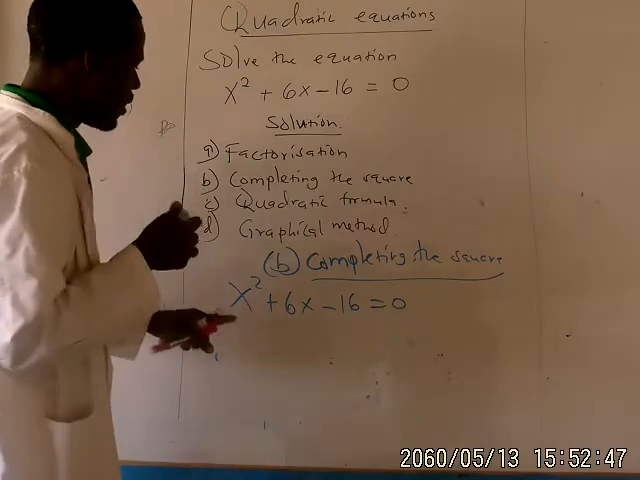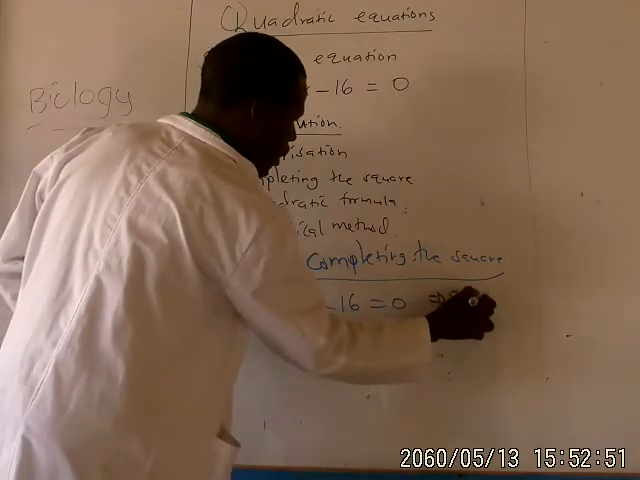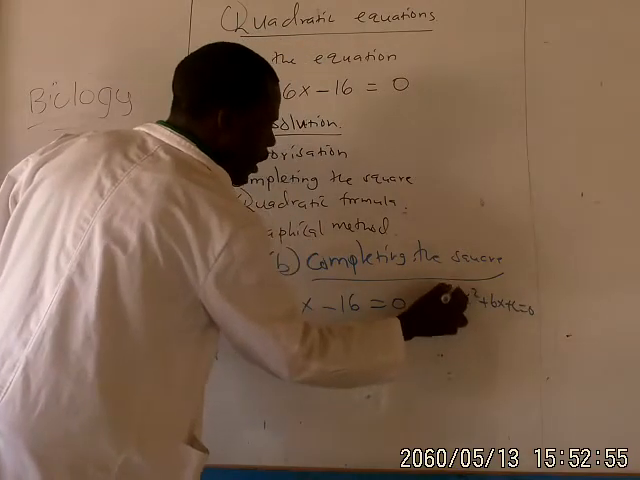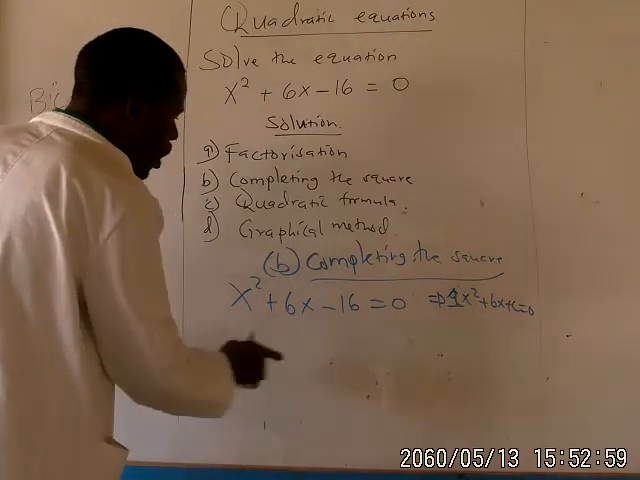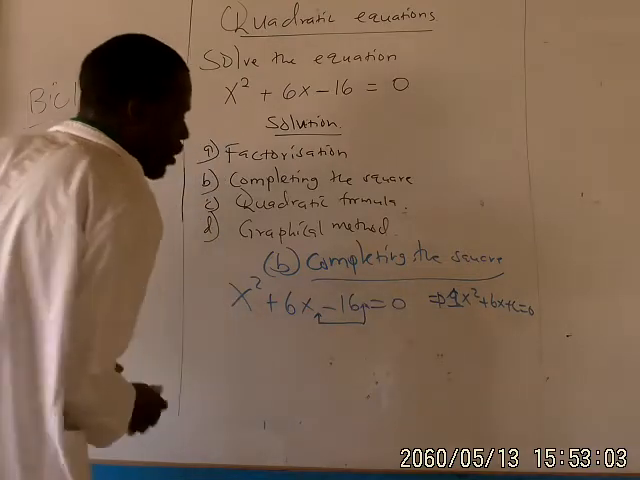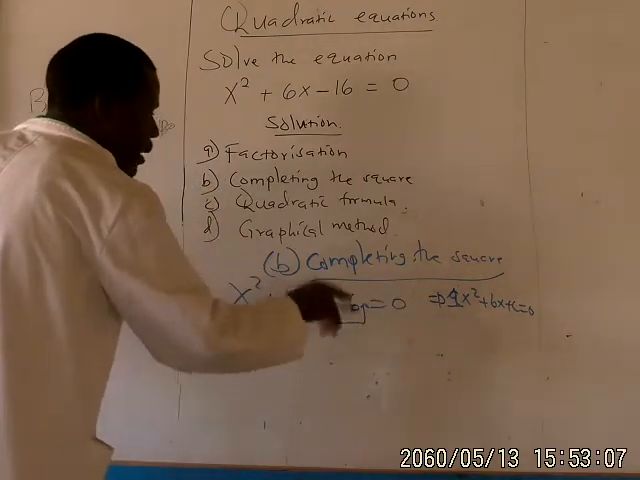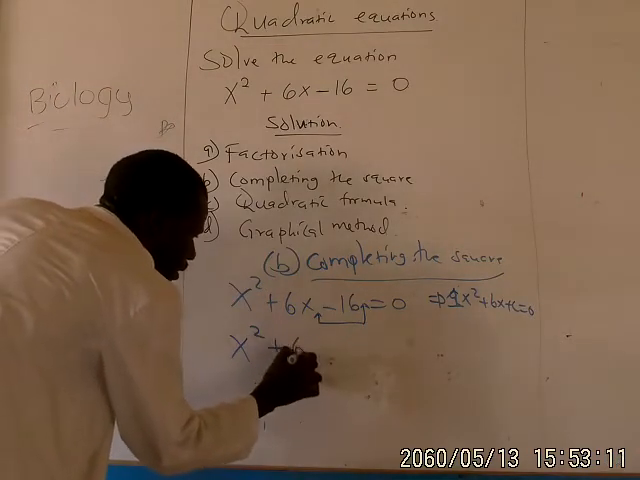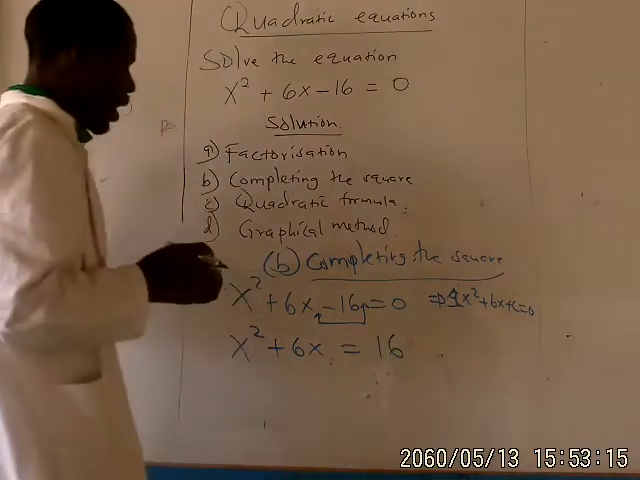What we do here, I said this equation is of the form ax squared plus bx plus c equals 0, where for our case, a is 1. If a is 1, this is my value of c, so I will take it to the other side and put a new c. Now here we have x squared plus 6x equals plus 16. Now what do I do here?